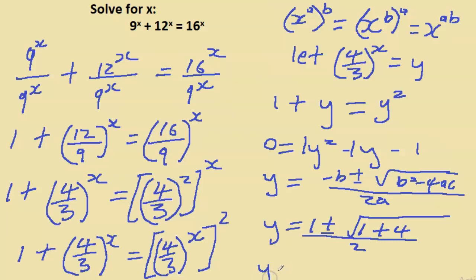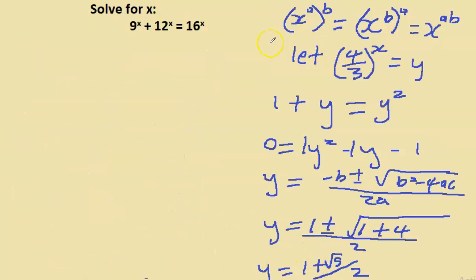Now, the value of y is definitely a positive value. And let me explain why. 1 plus 4, that's root 5. So it's 1 plus root 5 all upon 2. Now, 4/3 to the power of x is equal to y. Whatever the value of x is, if x is 0, then y is 1. If x is a negative number, then y will still be a positive number. And if x is positive, then the y value is still a positive number. So the value of y has to be a positive value. So we use 1 plus root 5 over 2. 1 minus root 5 over 2 will not be a possible solution for y.